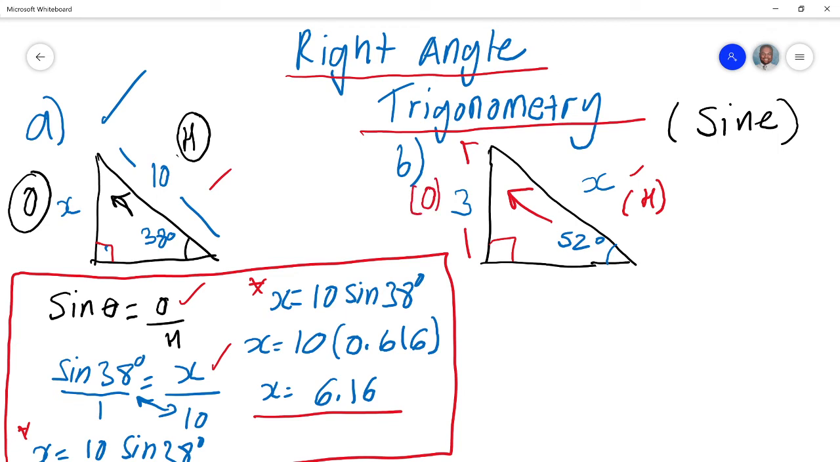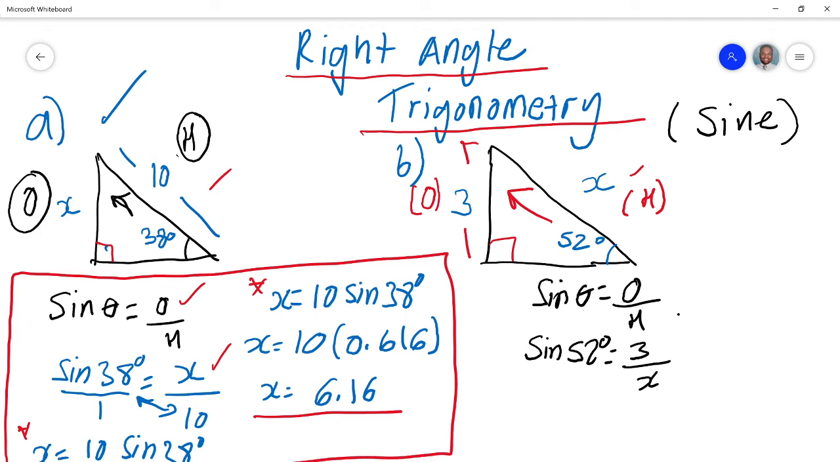Now what ratio blends opposite and hypotenuse? Sine. So we write down the formula. Sine theta is opposite over hypotenuse. And we now simplify. So that's now going to be sine 52 degrees is equal to 3 over x.